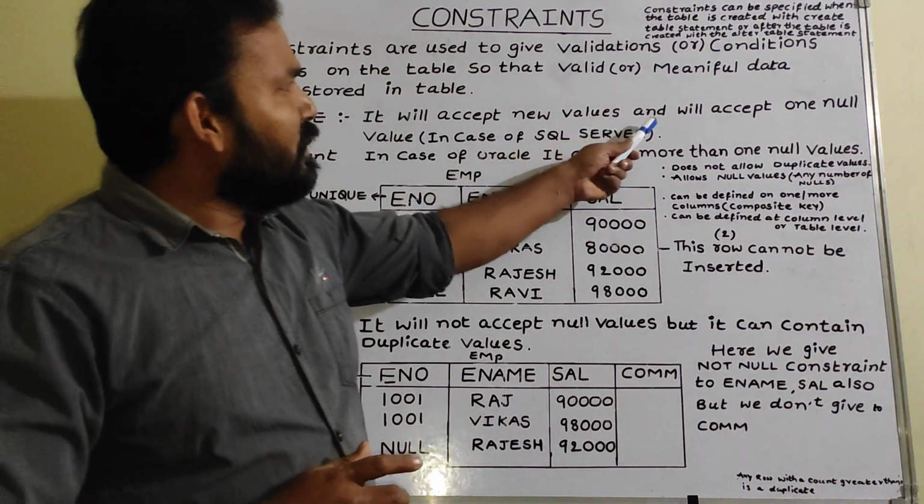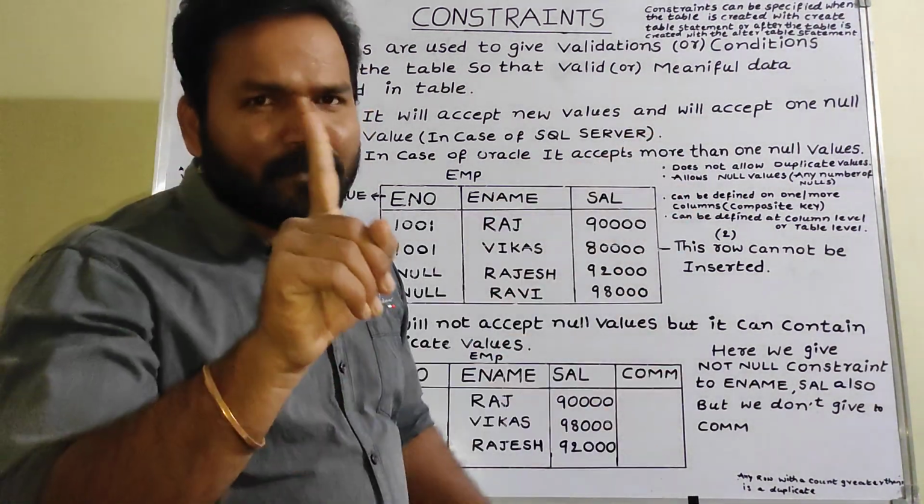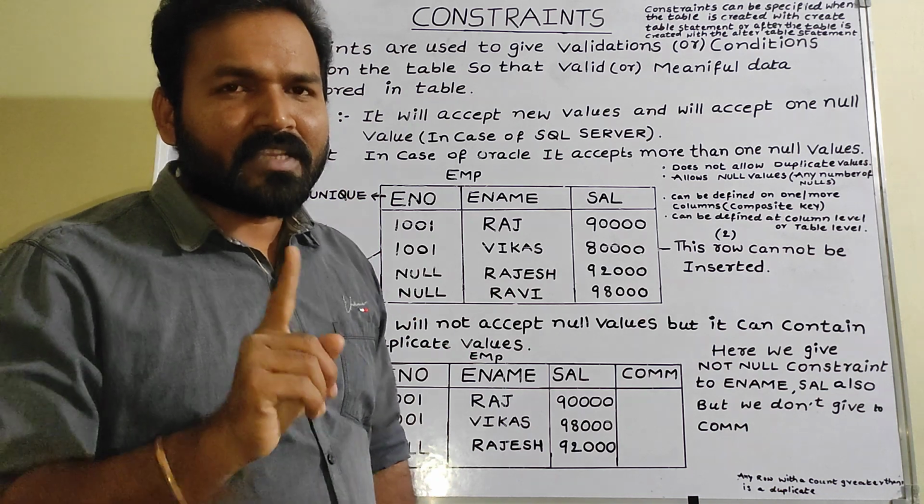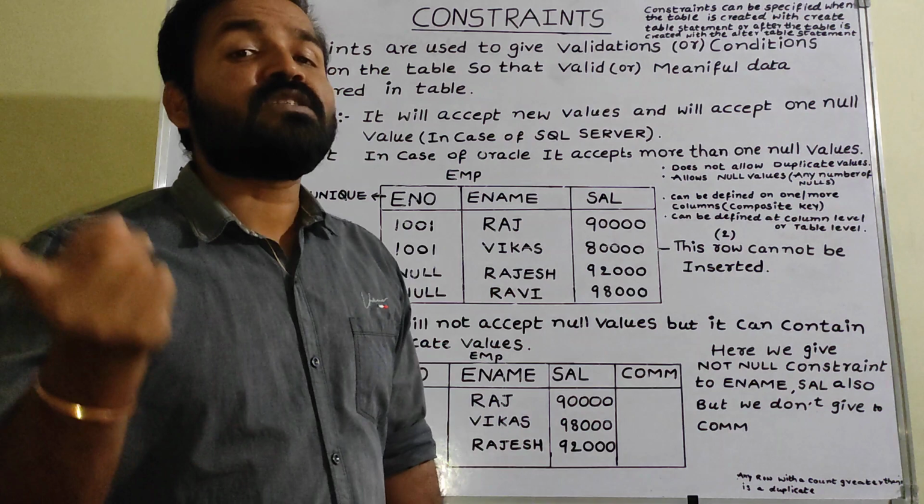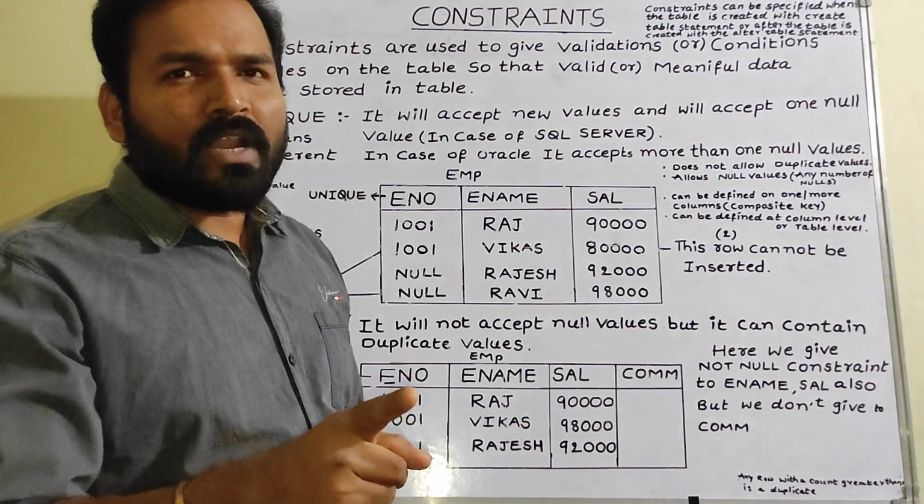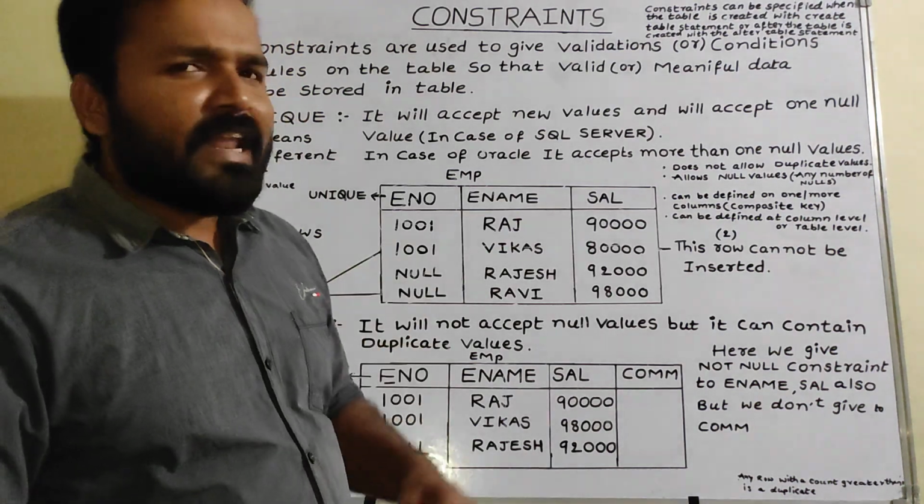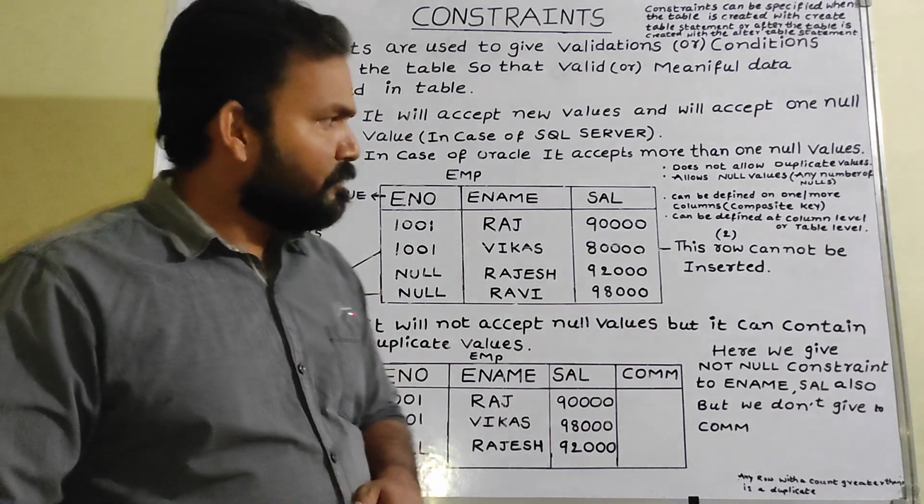In case of SQL Server, it will accept one null value. In case of Oracle, it will accept more than one null value.